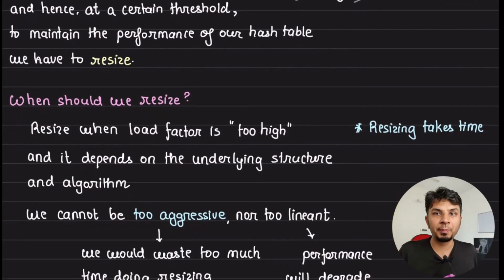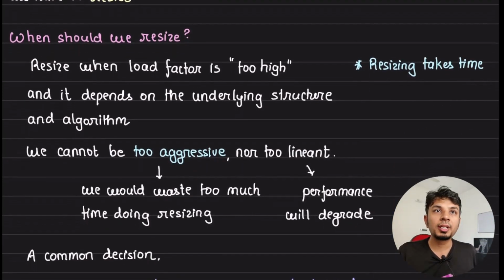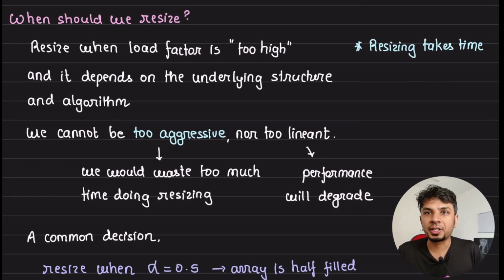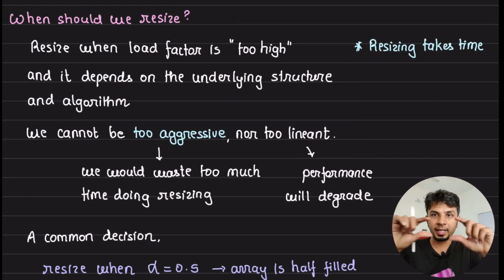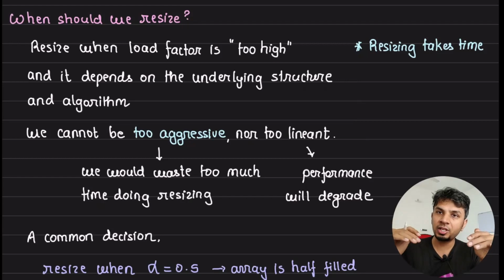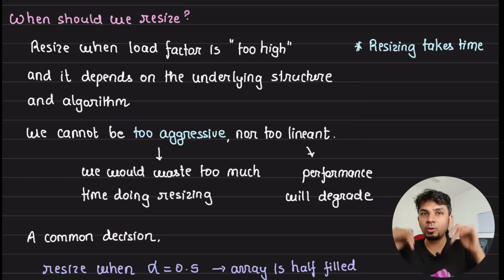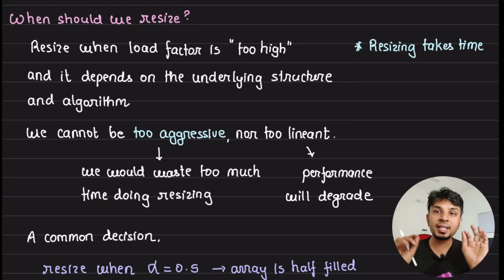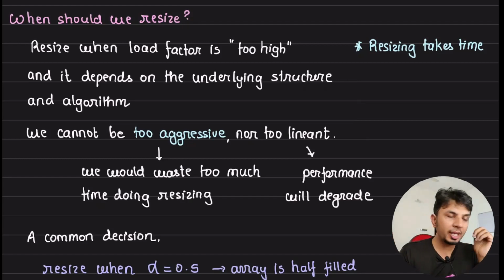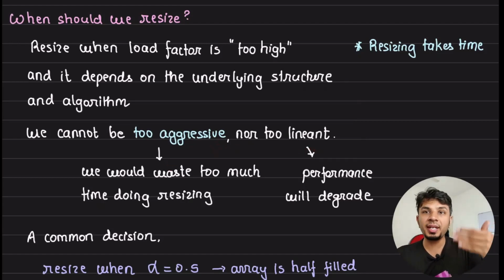So resizing is important, but when do we trigger it? Resizing is a very expensive operation because you have an underlying array in which you are placing your keys. Now you have to resize, which means you have to allocate a bigger array and then move the keys and whatnot. So resizing is an expensive process, and you cannot get either too aggressive or too lenient on it. If you become too aggressive, which means you are very frequently resizing your array, you are wasting a lot of time doing resizing and moving keys here and there, right?